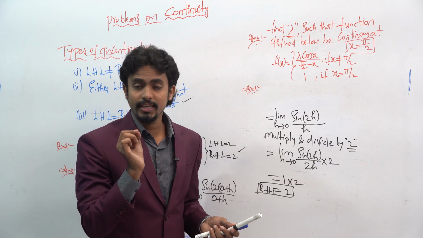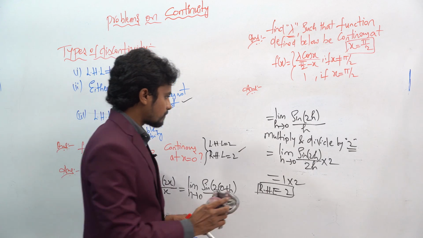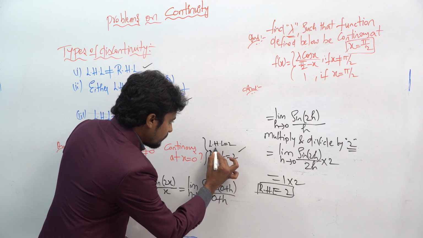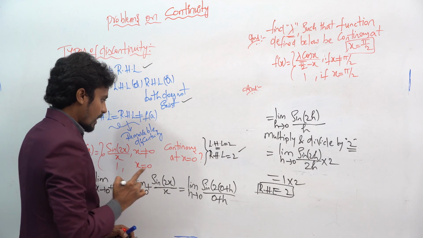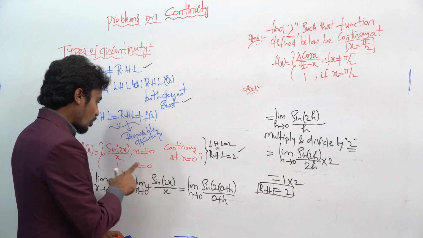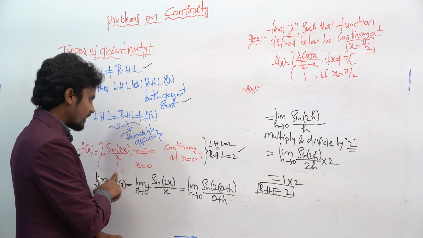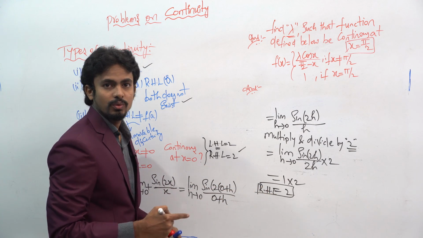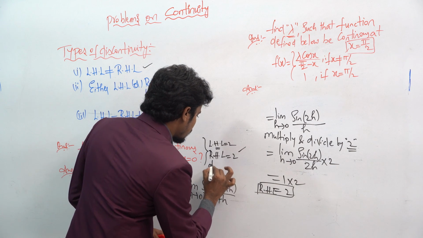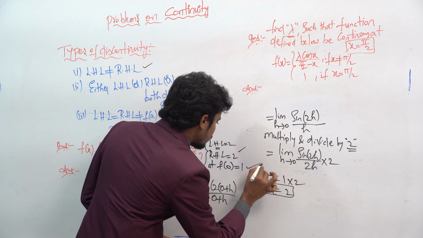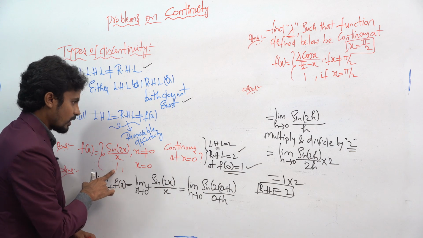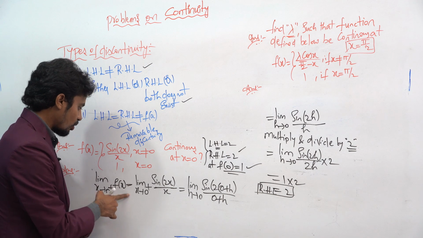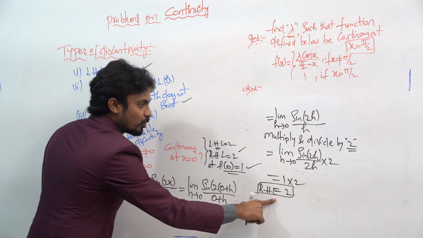But one twist is there here. Clearly observe: the left hand limit is equal to the right hand limit, both 2. But at x equal to 0, how much do we get? f of 0 is 1. But the limit we got is 2. So f of 0 is 1, while the limit is 2.